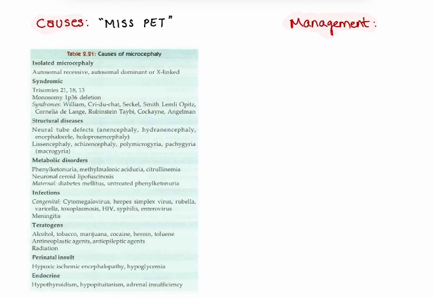The causes of microcephaly are syndromes like trisomy 21, 18, 13, structural diseases like neural tube defects, metabolic disorders like phenylketonuria, infections like cytomegalovirus, herpes simplex virus, HIV, syphilis, teratogens like alcohol, tobacco, marijuana, cocaine, perinatal insult like hypoglycemia, endocrine disorders like hypothyroidism, hypopituitarism. You can remember the causes with the mnemonic MISPET: metabolic disorders, infections, structural diseases, syndromes, perinatal insult, endocrine, and teratogens.